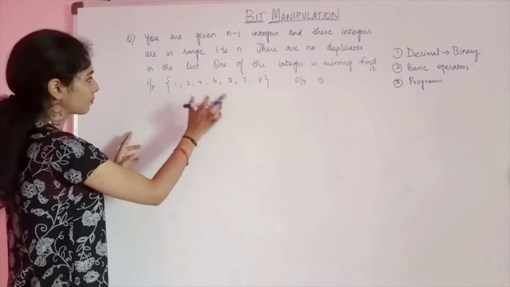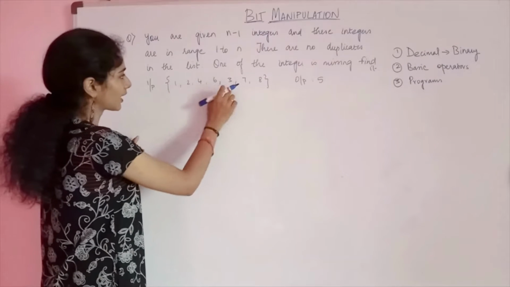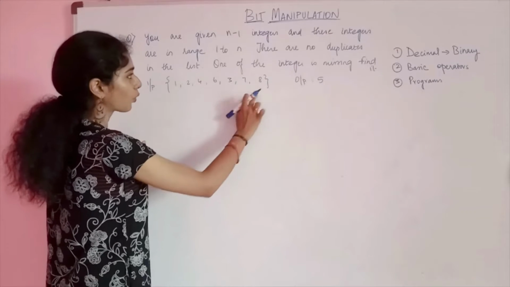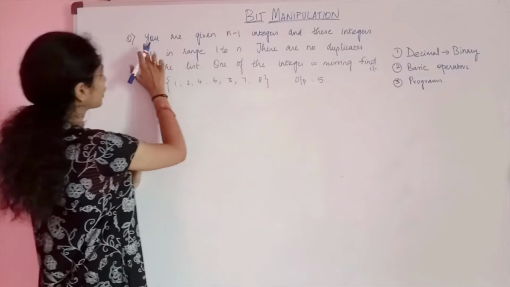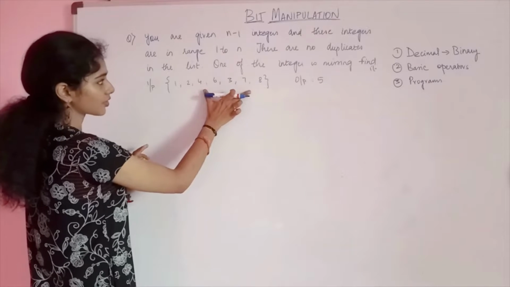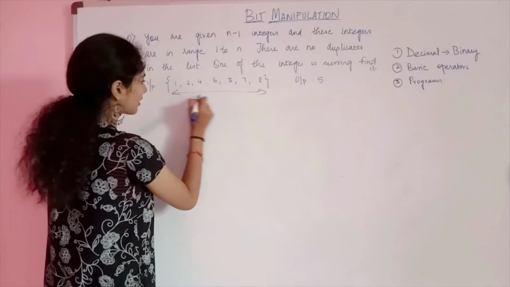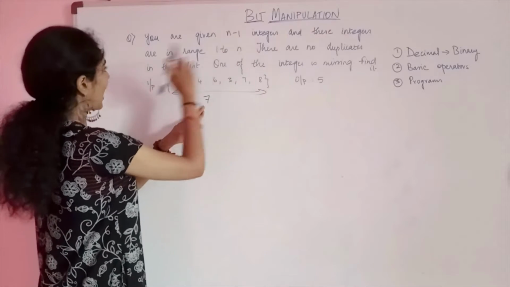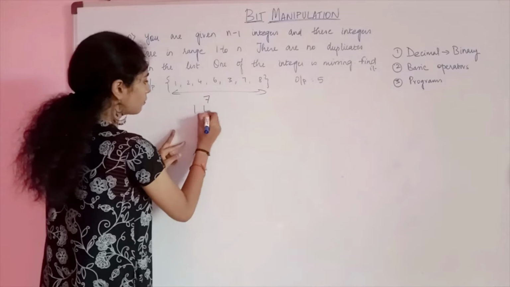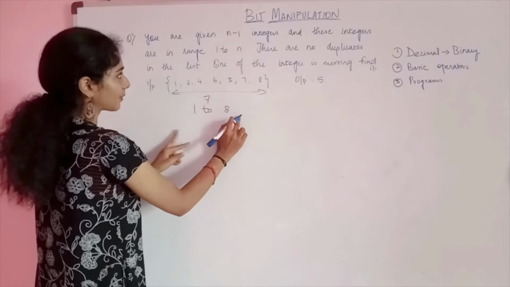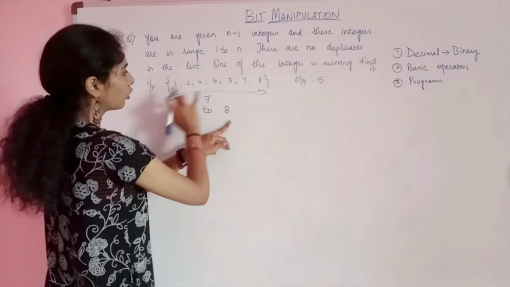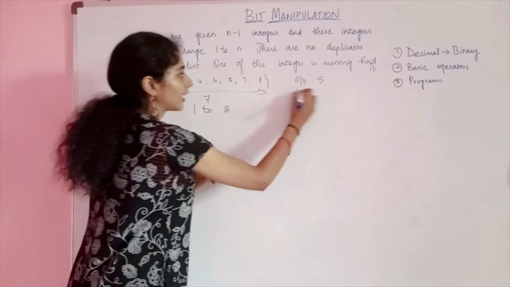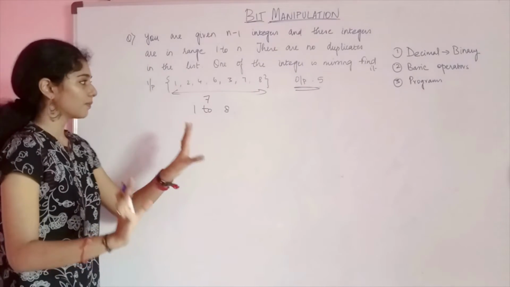So let's consider the sample input. They have given us 1, 2, 3, 4, 5 is missing, 6, 7, 8. There are no duplicates in the list. And what is the integer that's missing? 5. You are given n minus 1 integers, so the length is 7, and these integers are in the range from 1 to 8. There are no duplicates in the list. One of the integers is missing. So what is our missing integer here? It is 5. So this is our question basically.